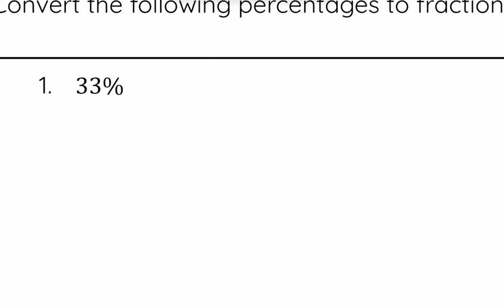So example 1, we have 33%. We know that we can write that as the fraction 33 over 100. The next thing we want to do is see if there is a common divisor between 33 and 100. In this case, there is not. There is no integer value that both 33 and 100 are divisible by. So that means that 33 out of 100 is as fully simplified as that fraction gets.